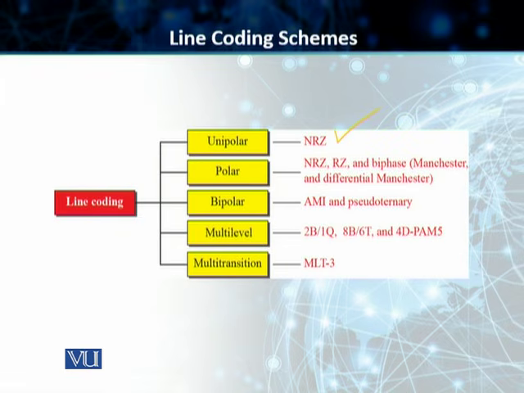We have spoken about polar non-return to zero. We have discussed polar RZ, which is return to zero, and then biphase as well, which had two variants, Manchester and differential Manchester. Let's discuss the bipolar, AMI, and pseudo-ternary now.